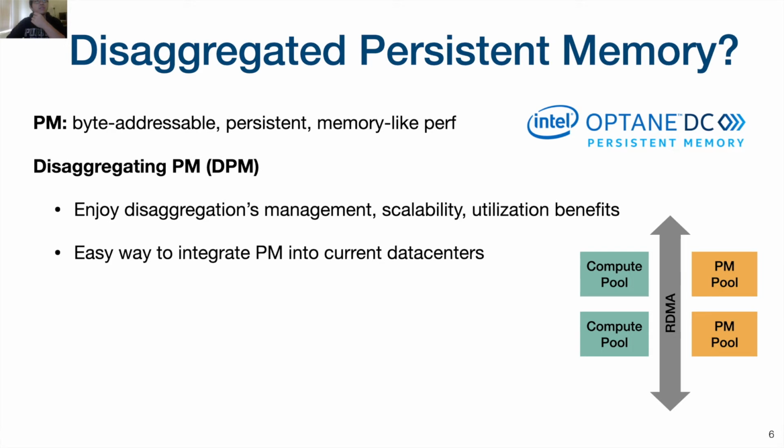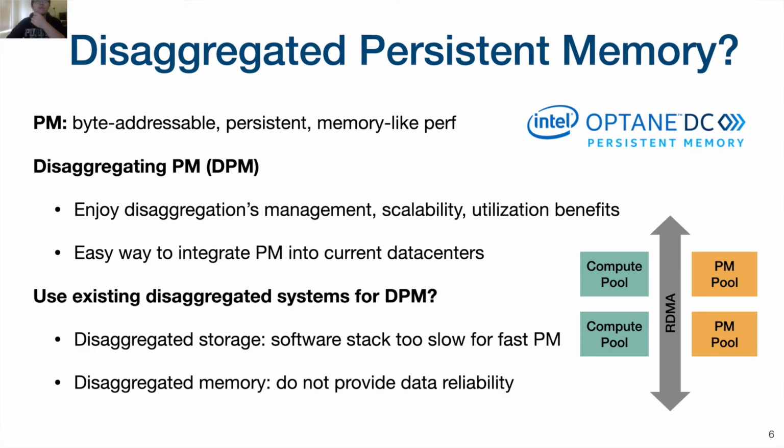Can we use existing disaggregated systems for DPM? The answer is no, because current disaggregated storage systems are designed for SSDs and hard disks. Their software systems will be too slow for PM. On the other hand, disaggregated memory systems do not provide data durability and reliability mechanisms, and cannot be used either. So how shall we build disaggregated PM?